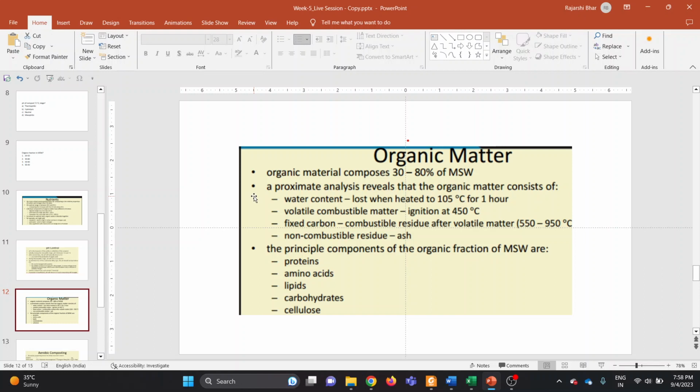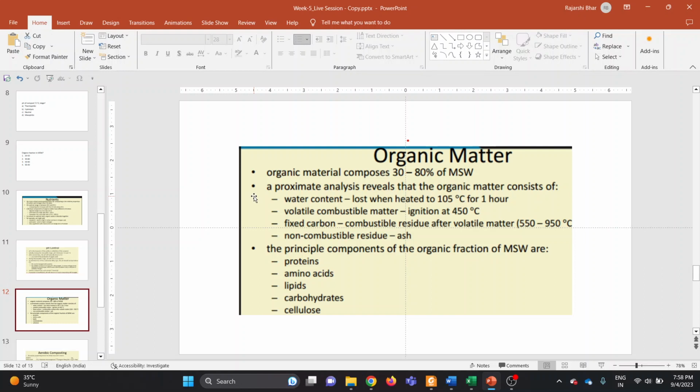Then the mass loss, because at 105 all the water vaporizes, so the material that stays behind is the dry material. If you subtract the dry material from the original, it will be the moisture lost, and you can use it to determine the moisture content.